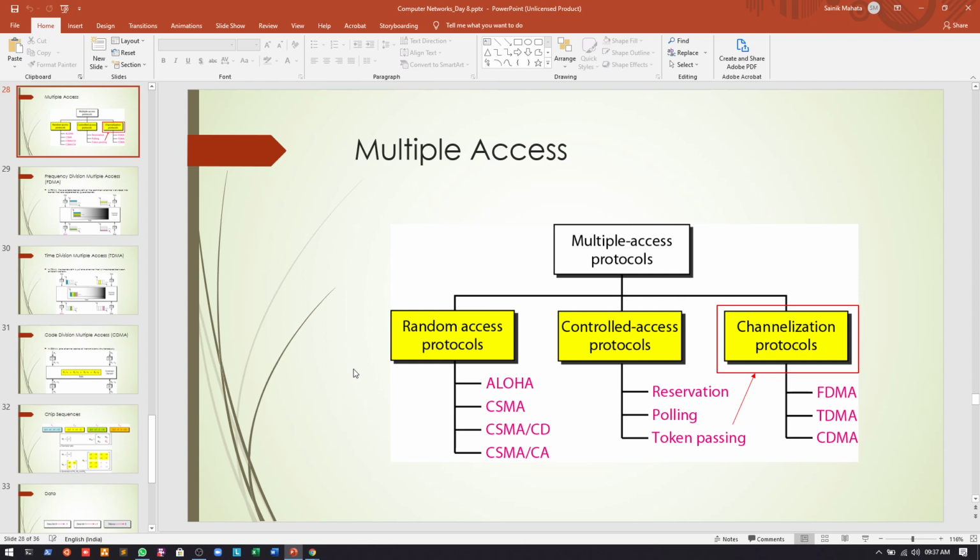Then lastly we have seen token passing. And what is a token? We have understood that it's a special packet or a special frame, and the concept is that the station who has the token will be able to send the data. After it has completed sending the data, it will pass its token to some other station who has data to send. So we have seen all these things.